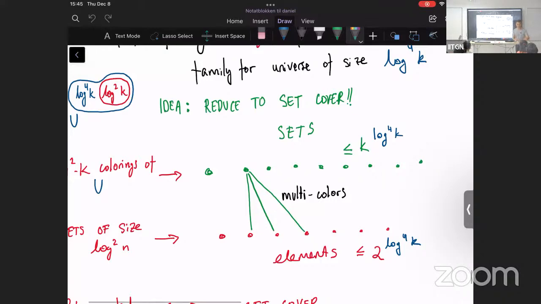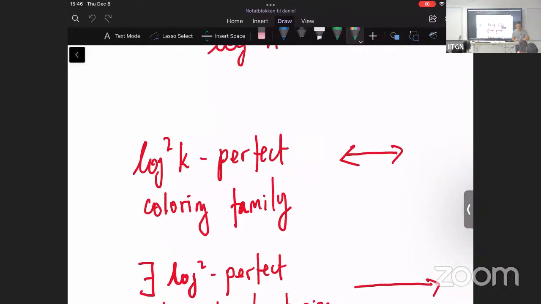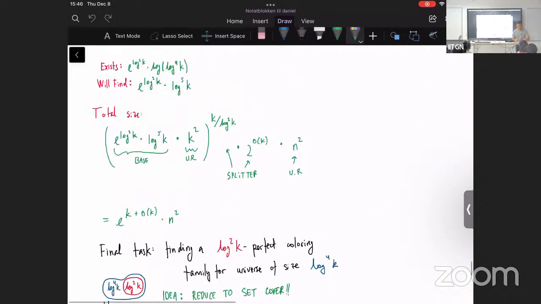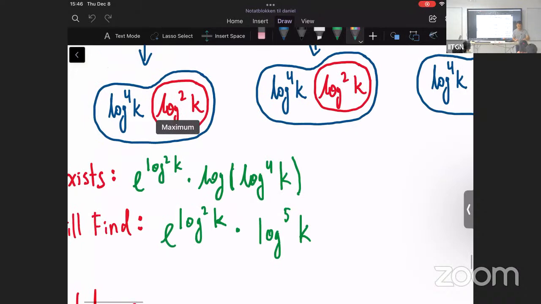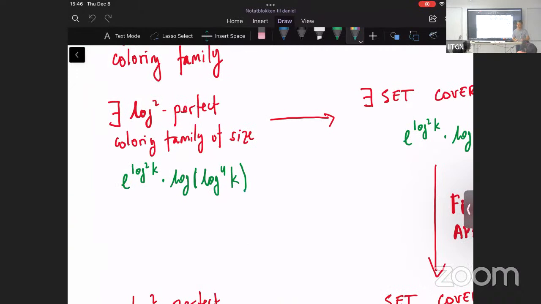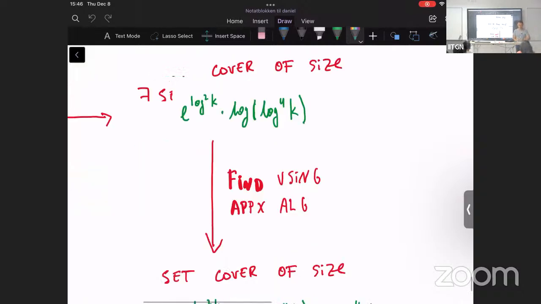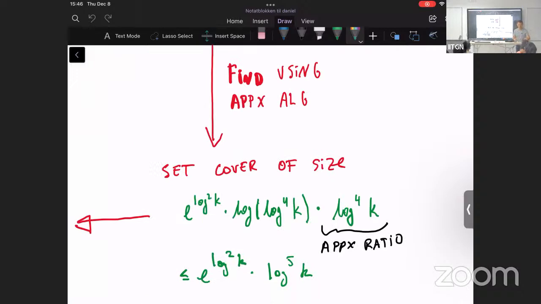But I know from the existential proof that there exists a log square k perfect coloring family of size e to the log square k times log to the 4th k. That means that there exists a set cover of that size, which means that the greedy approximation algorithm that runs in polynomial time in the size of that input instance will find one of size opt times the logarithm of the universe size.